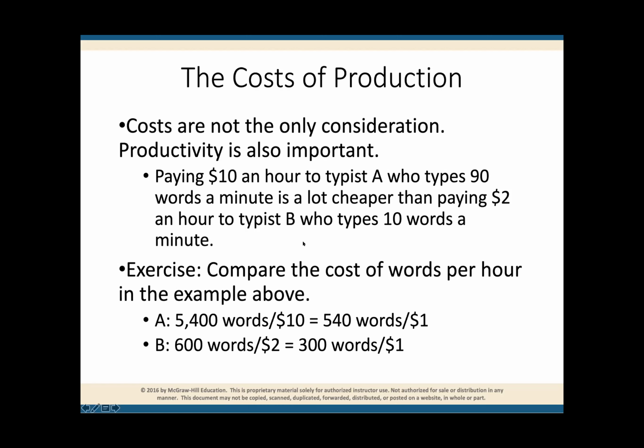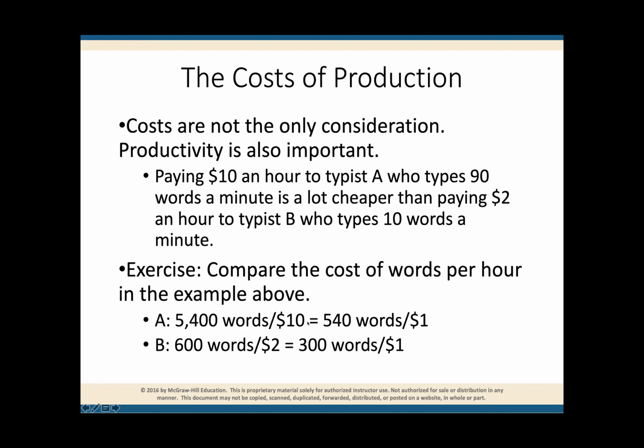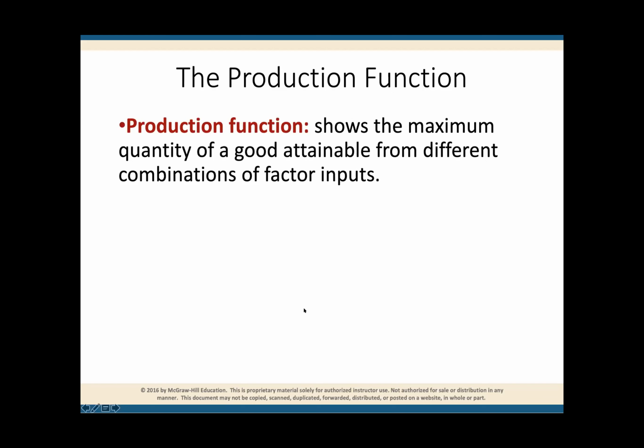But look at the other guy. He can only type 10 words a minute. That will be 600 words in an hour, divided by 2 is 300 words for every dollar that I spend. So as you can see, it will be cheaper to go with the guy that is more productive. In other words, it will be better to pay the $10 an hour than to pay the $2 an hour.